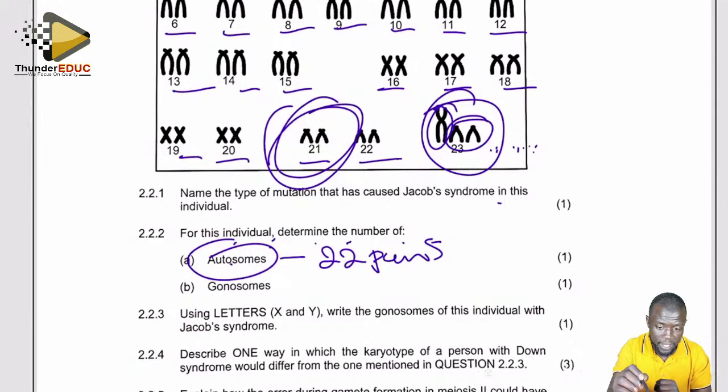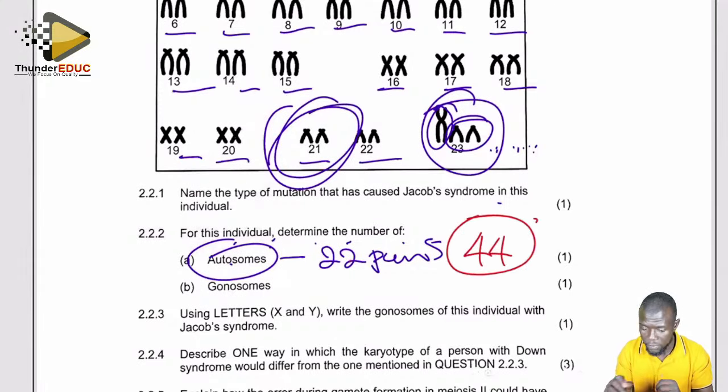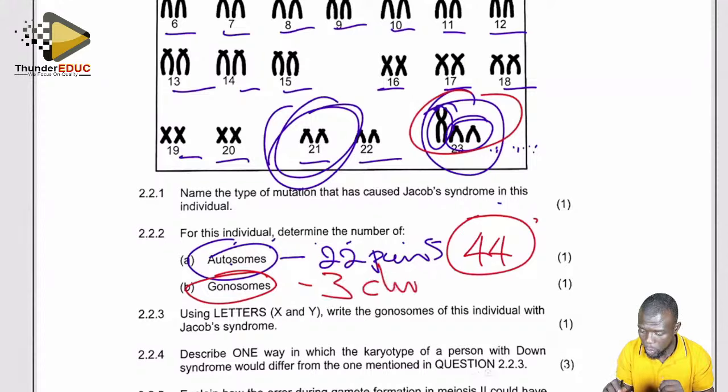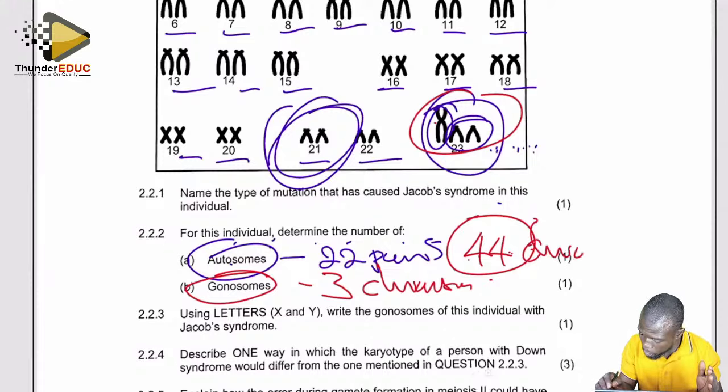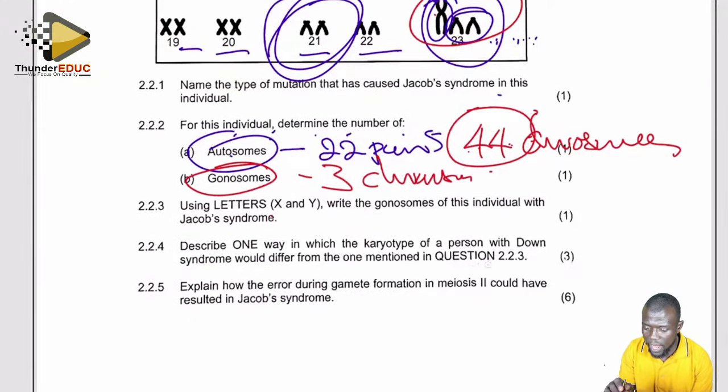Or I can say they are 44. Then gonosomes, we see them, there are 3 chromosomes. I can't say 3 pairs because they are just 3: 1, 2, 3. So these are 44 chromosomes, not pairs. Yes, 22 pairs of chromosomes or 44 chromosomes. Use letters X and Y. Write the gonosomes of this individual with Jacob's syndrome.